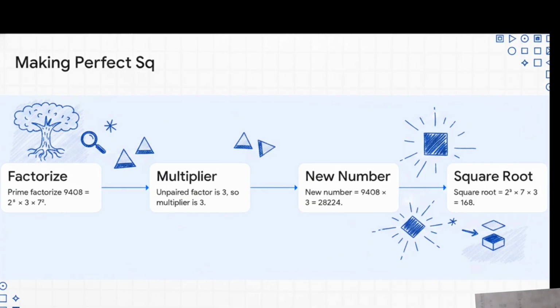Factorizing 9408, we get 2 power 6 into 3 into 7 square. Here a single 3 is left over, meaning the unpaired factor is 3. That means our smallest multiplier has to be 3. The new number is 9408 into 3, which is 28224. Let's find its square root. To do that, just take half the powers from our paired factors. So 2 cubed into 7 into 3. That is 8 into 21, which equals 168.